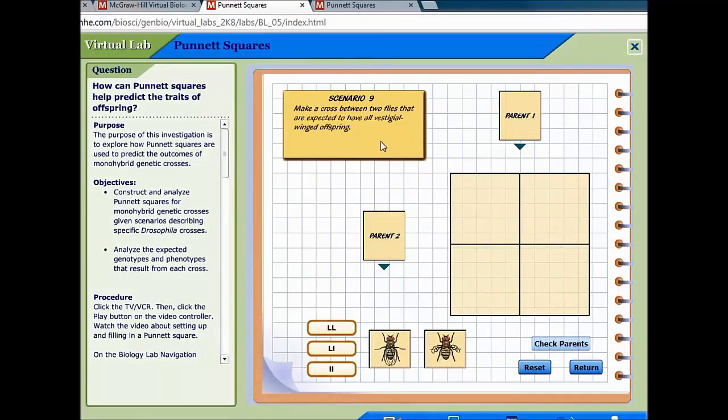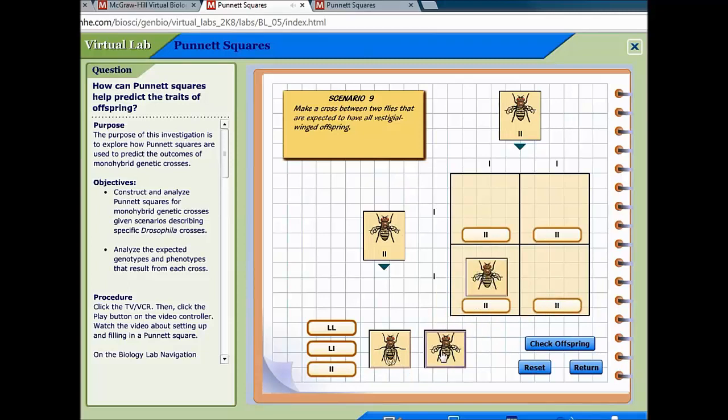Make a cross between two flies that are expected to have all vestigial winged offspring. All right, vestigial, that's this little guy here. And let's do our parents. And you'll see by looking at this that to have a vestigial wing, it has to be a double recessive. That's two lowercase L's, if I can pronounce it right. And if we went all recessive traits, that means our parents are going to have to be all recessive too. All right? Oops. Oh, my goodness. Sorry, I have to check my parents first. Now, pull over. I'm going this guy with this guy, here and here, here and here, and the same for the last one.